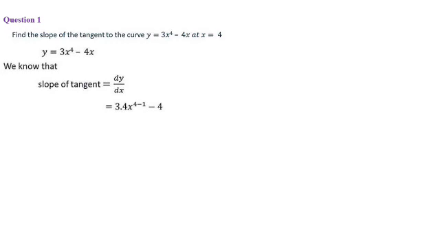So you can see here 3x^4. Differentiation of x^n is n times x^(n-1). I hope the formula is clear. Then 3 is a constant, keep it aside, and n times x^(n-1). Here n is 4, so 4 times x^(4-1). Minus 4x: here 4 is a constant, and the derivative of x is 1, so 4 into 1 is 4.